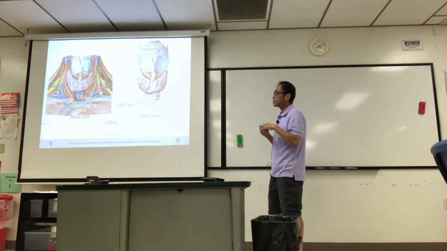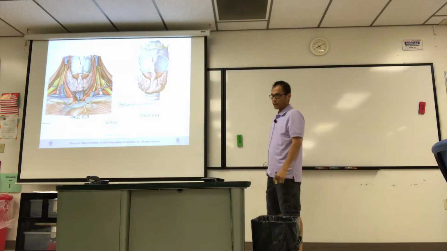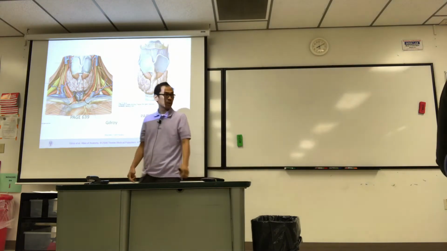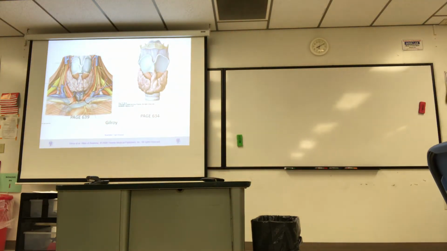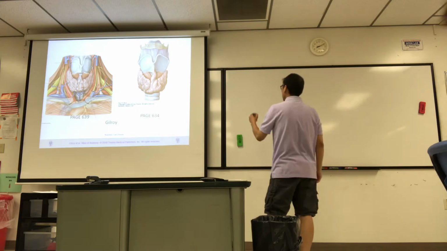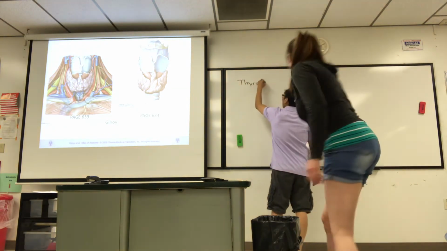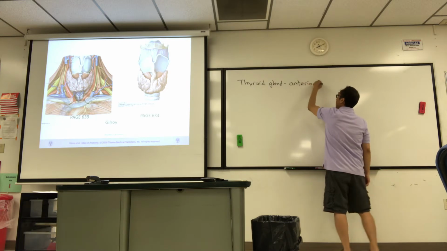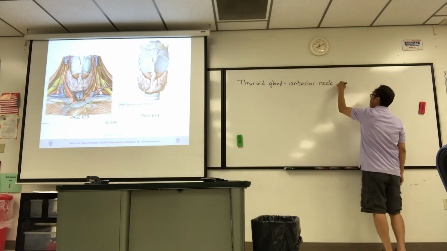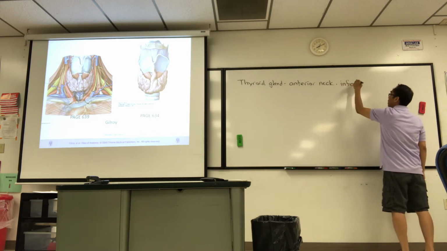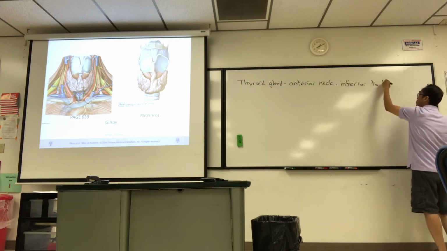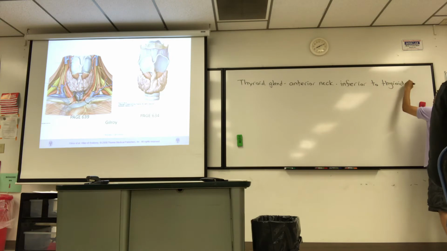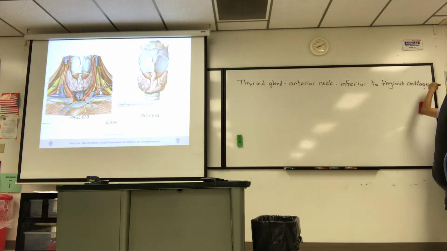Pictures help you identify where it is in the anterior neck, just inferior to the thyroid cartilage. Thyroid gland in the anterior neck. Inferior to thyroid cartilage. The thyroid cartilage is your voice box.